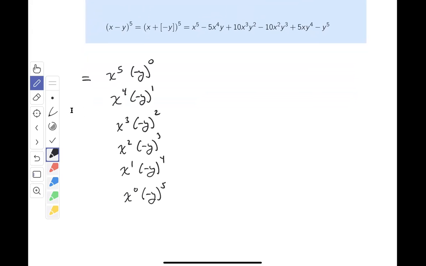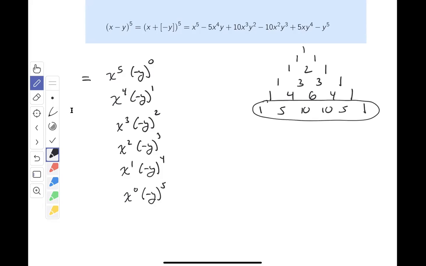Let's talk about Pascal's triangle now. 1, 1, 1, 1, 2, 1, 1, 3, 3, 1, 1, 4, 6, 4, 1. There's beautiful symmetry here. 1, 5, 10, 10, 5, 1. And I think I have the row I want. It's this row over here. All right. So it's going to be coefficient 1, coefficient 5, coefficient 10, coefficient 10, coefficient 5, coefficient 1.